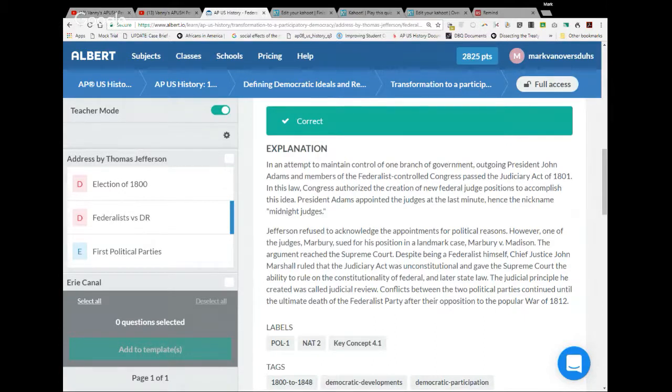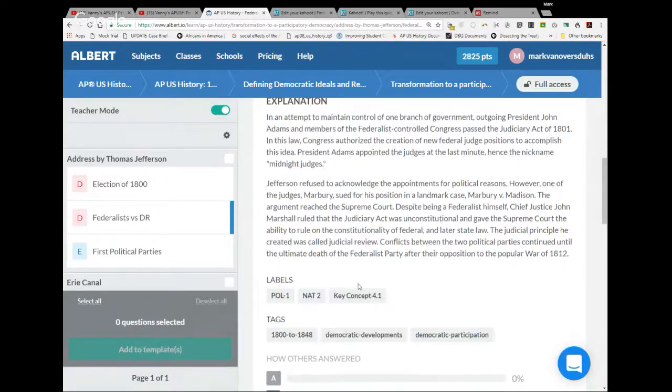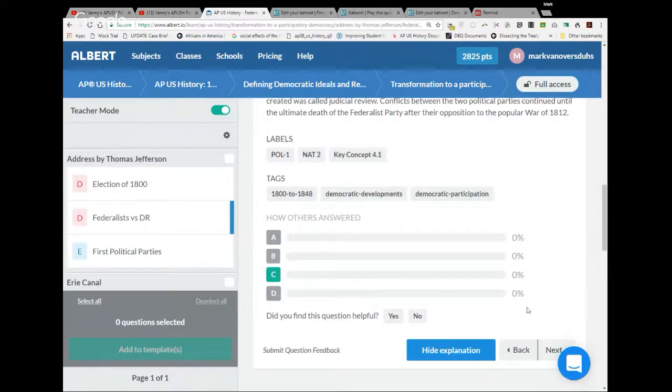So this is one of those things where you can see the conflict by the attempt to put in the Midnight Judges and Jefferson refusing to appoint them, leading to this particular case. So here we go.